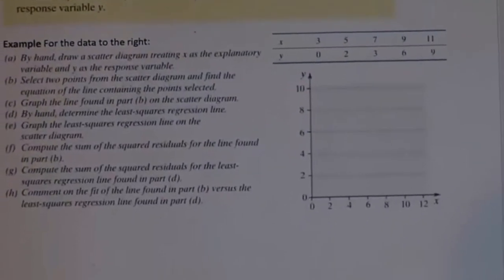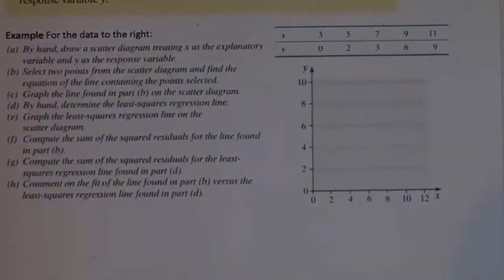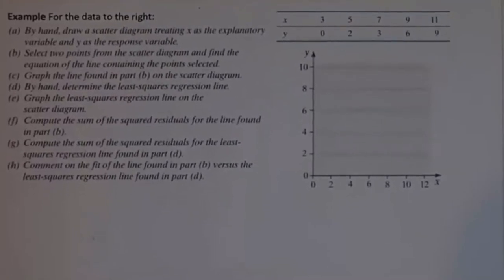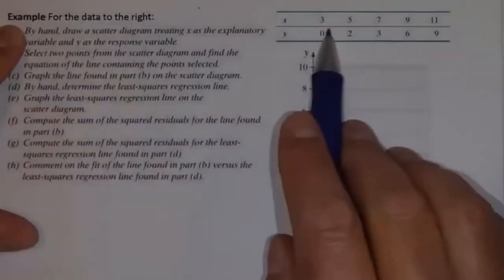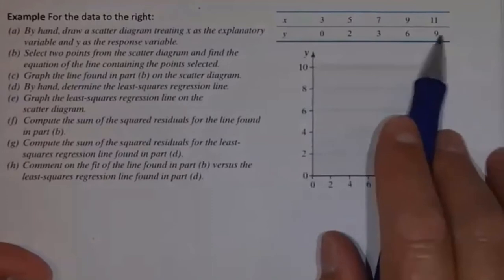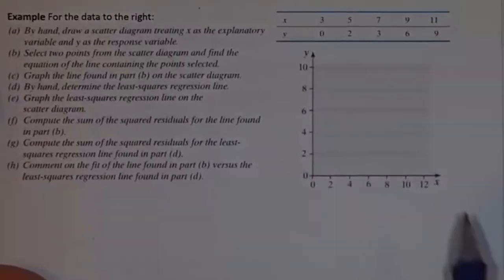Let's do an example. As always, we're going to do one example by hand, and then I'm going to show you how to use technology, and we will use technology from then on to find our regression line. So for the data to the right, I've just picked an example from the textbook, again just because it's going to be relatively easy.